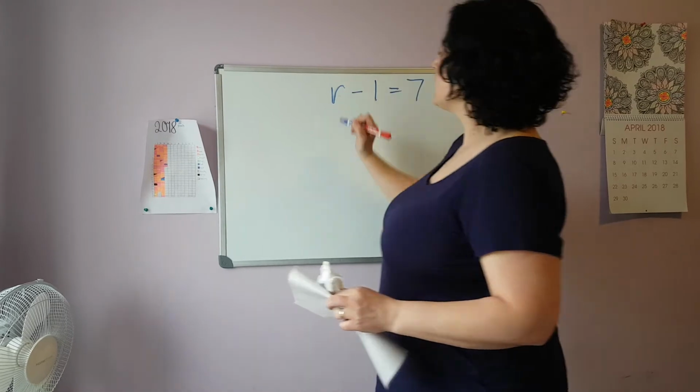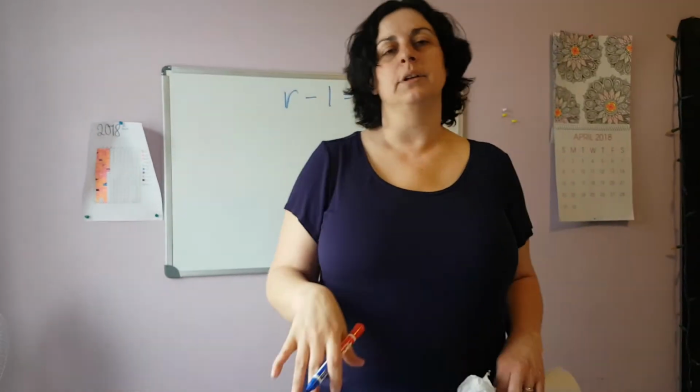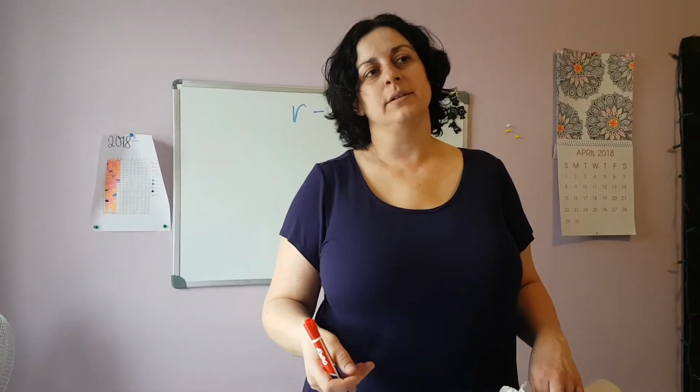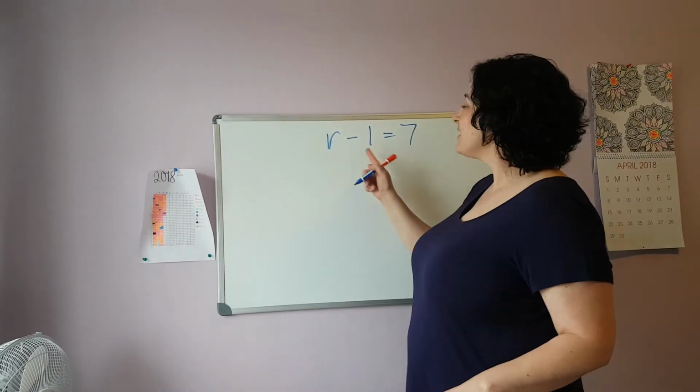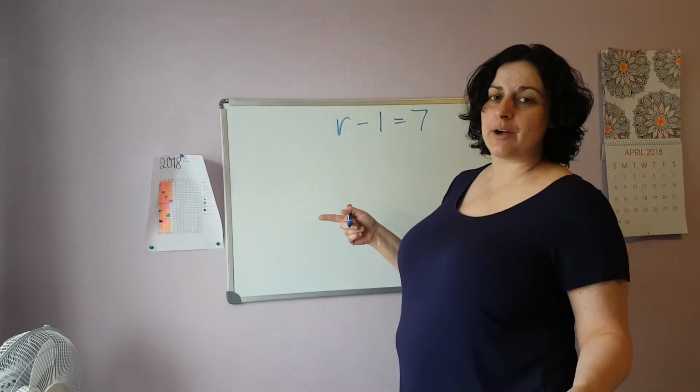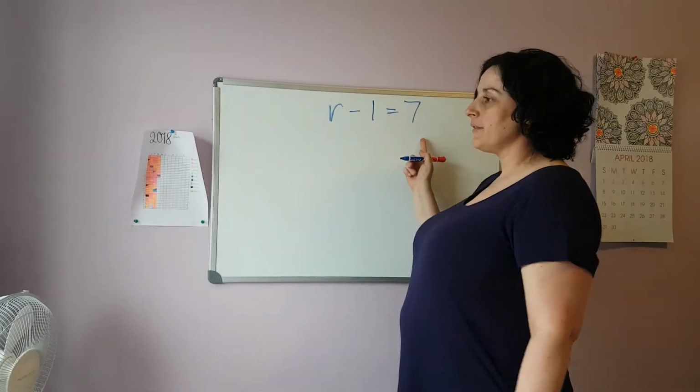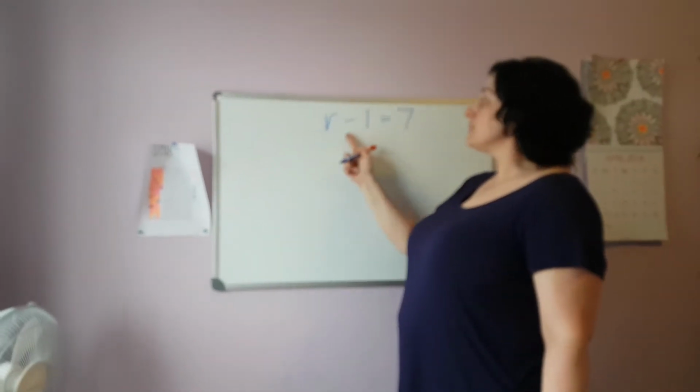So, you guys press pause. Ellie, you don't have to. You guys press pause. All right, we're back because you pressed pause. All right, so this time, let's check your answers, see how you did. R minus 1 equals 7. How do I undo the subtraction?